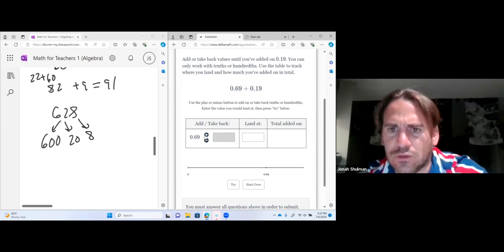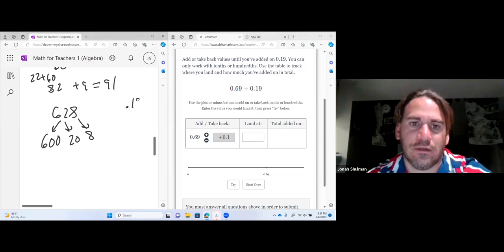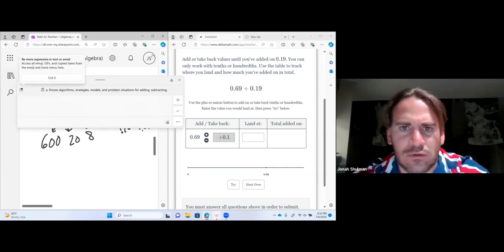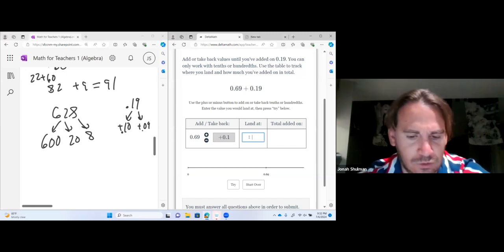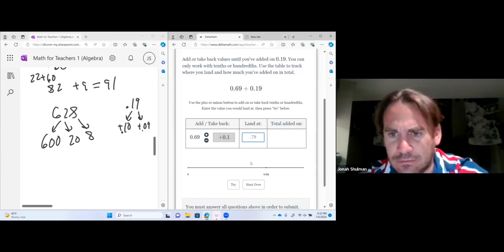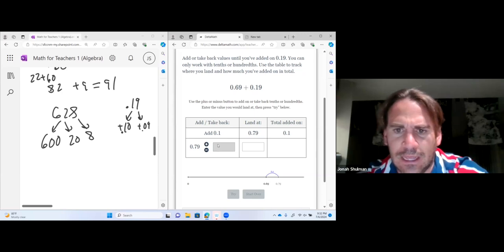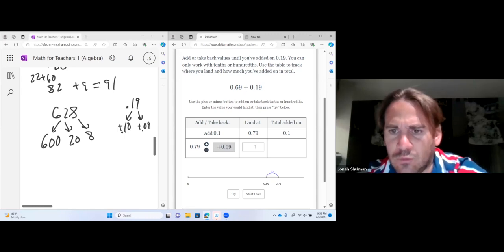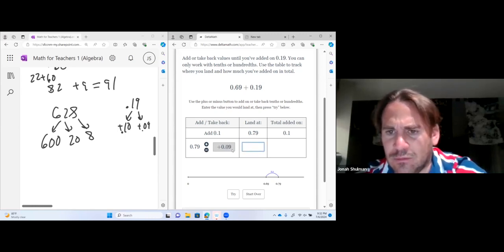So here we go. Here's the first one. We gotta add 10 first. So basically I'm taking this 0.19, I'm gonna add 0.10, and then I'm gonna add 0.09. So this is gonna bring me to 0.79. And then I have to add 9 more. Oops, 9 more. And so what is 0.79 plus 0.09?